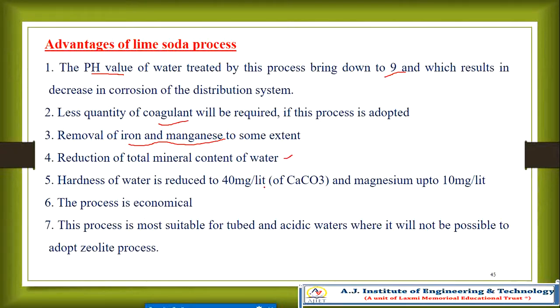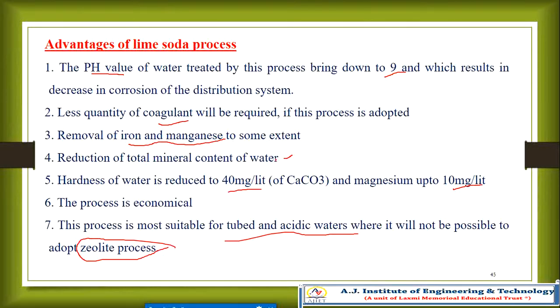Hardness of water is reduced up to 40 mg per liter as CaCO3, and magnesium up to 10 mg per liter as CaCO3. The process is economical. This process is mostly suitable for turbid and acidic water, where it is not possible to adopt the zeolite process; where zeolite process is not provided, you can use this process. The pH value is brought down to around 9, less coagulant is required, and iron and manganese are removed to some extent.